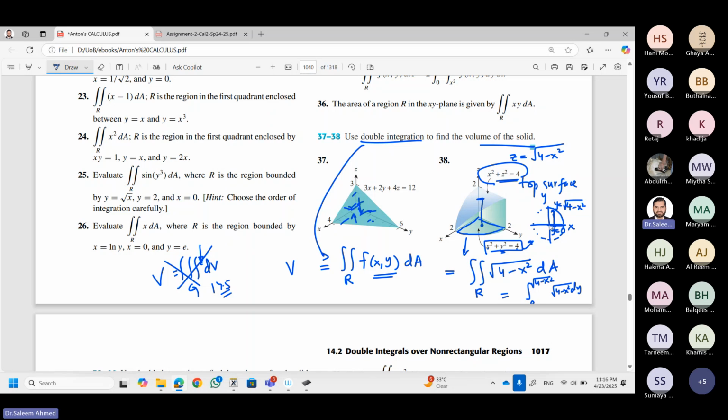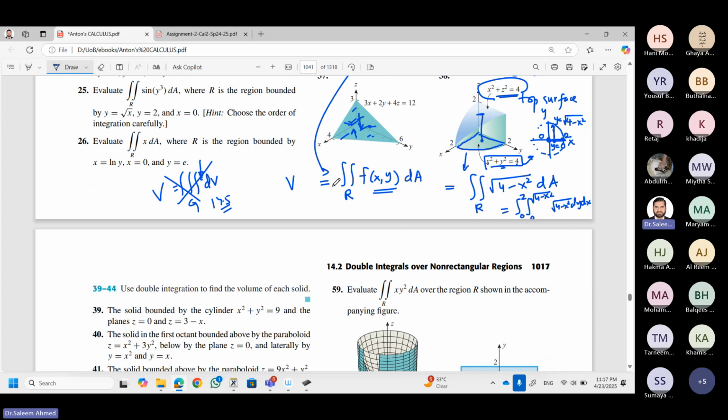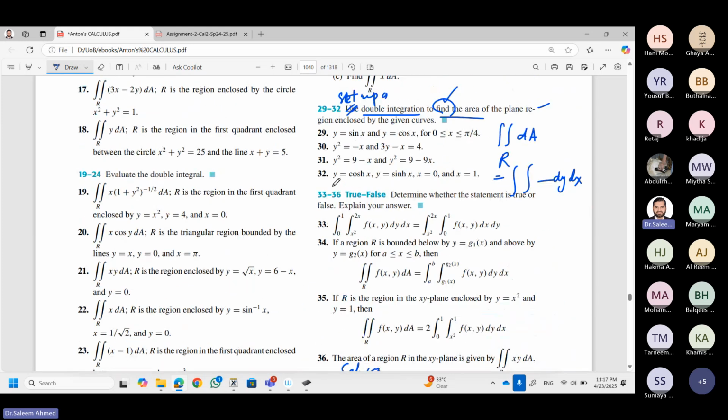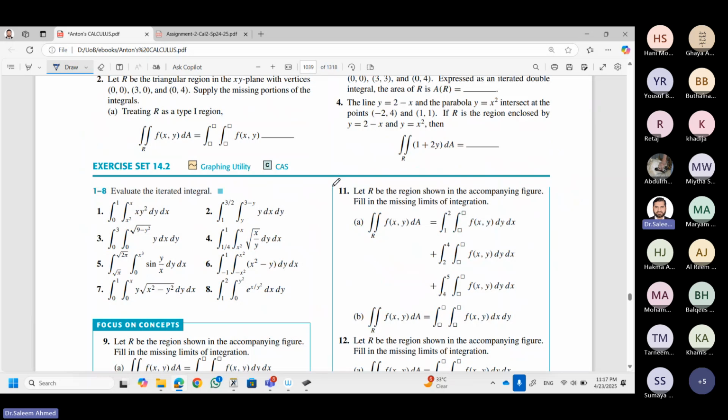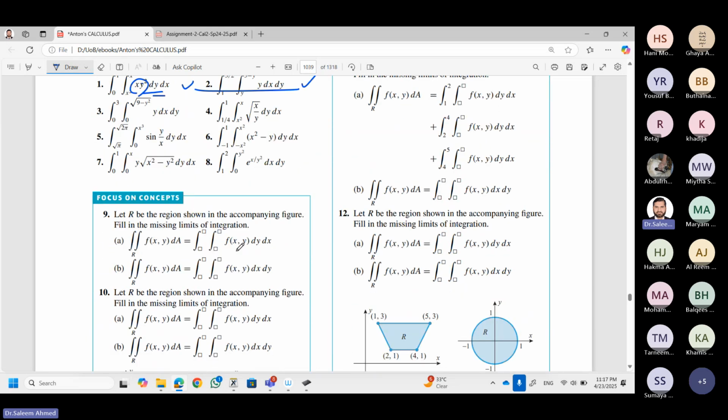And then x goes from left to right. This is a circle of radius 2, so x goes from 0 to 2, dx. So this is a setup. No need to solve. If I ask you just to set up, then you just have to stop here. If I also ask you to find the volume, then you will complete this integration and find the volume. Like here, they ask you to evaluate the integral. So here you have to integrate, put in the limits, and get the final answer. You cannot stop anywhere. In evaluate, you have to integrate and find the final answer.